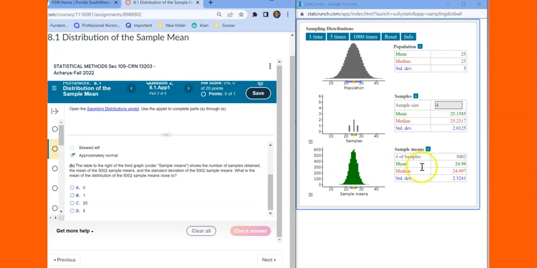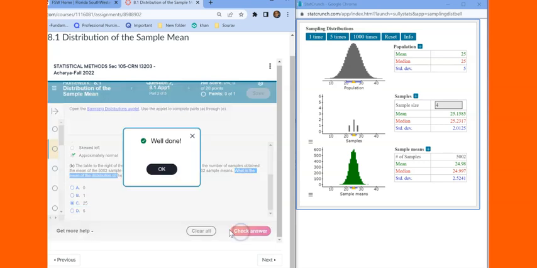Now if you notice here on the right of the third graph under sample mean, what is the mean of the sample mean? That's the question I asked. What is the mean of the sample mean? Obviously the mean is 24.98, which is close to 25, the same as the population mean. Therefore in this question, what is the mean of the sampling distribution of the 5002 sample means close to? Obviously 25. Make sense? Check answer.